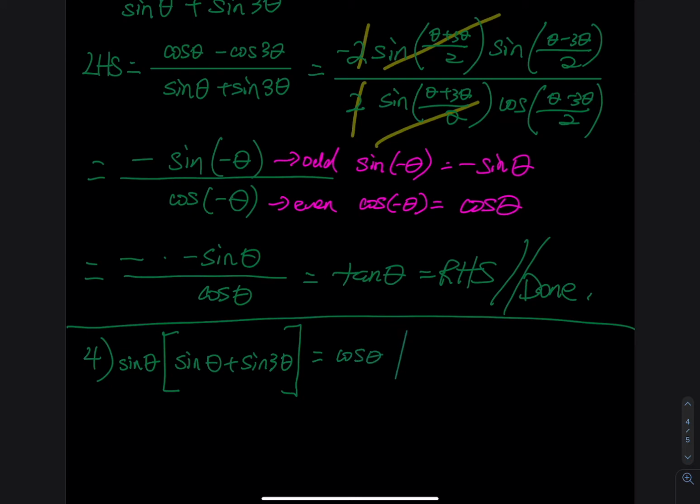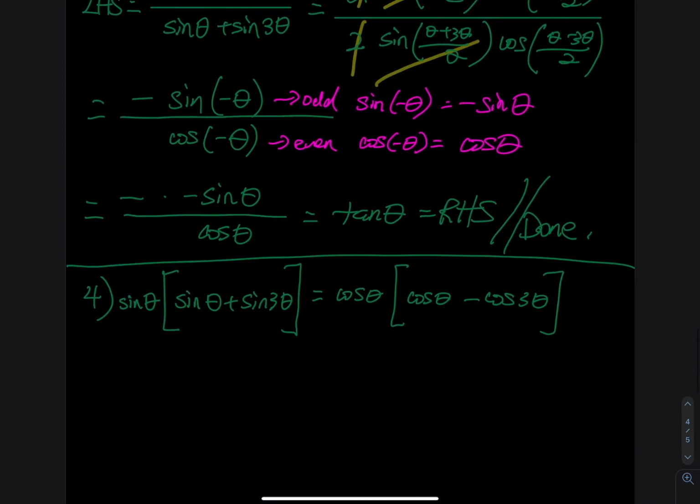And then multiply cosine of theta minus cosine of 3 theta. Looks like both sides are equally complicated. I will pick the left-hand side. You can try the right-hand side. You don't have to follow me. If you can go from right to left, go for it.